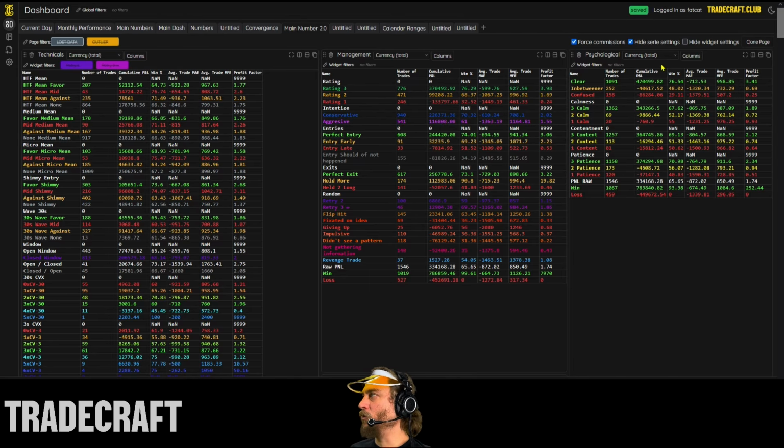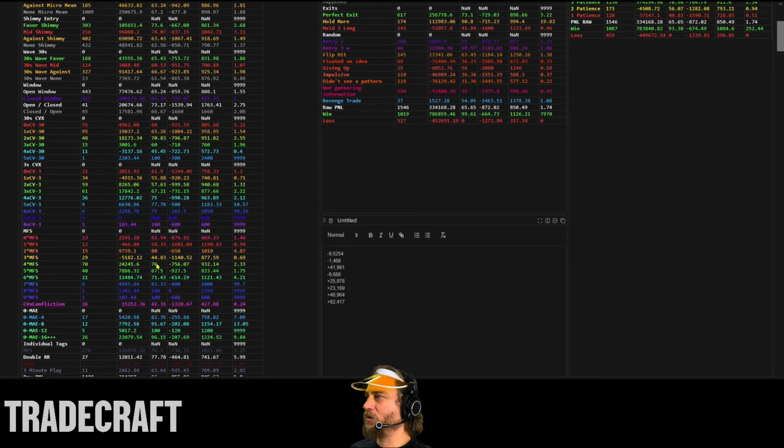Impulsive trades have the worst clarity rating, so I'm far more confused when I'm impulsive. So not gathering information and didn't see pattern. Not gathering information and didn't see pattern kicks in on 4 MFS and below. So if we go to our multiple factors of support, I'm more likely to not gather information or see patterns on these lower factors of support. They dominate shimmy against and wave against.